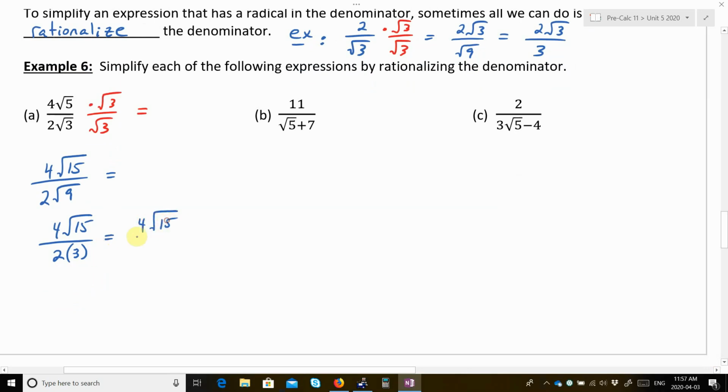Okay, which is 4 root 15 over 6. And 6 is a nice rational number. So we've rationalized the denominator. The only thing left to do is we could simplify this fraction, 4 over 6, and write it as 2 over 3. And that root 15 is still multiplying on top. So there's our final answer.